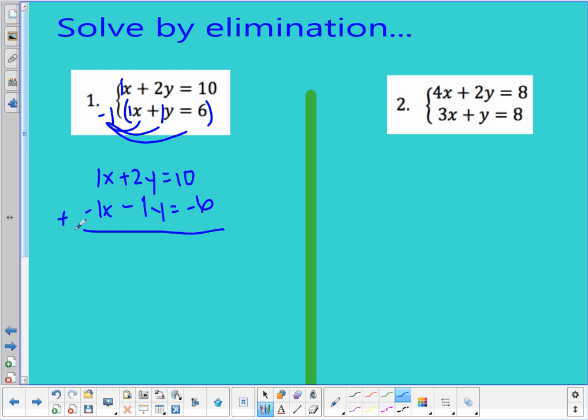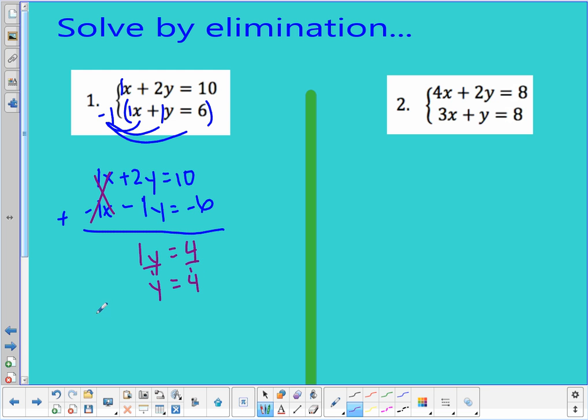And then we combine them. And when we do that, the x terms drop out because -1 and 1 is 0. And then 2 minus 1 is 1. And 10 minus 6 is 4. So my y variable is equal to 4, because dividing by 1 won't change my answer.